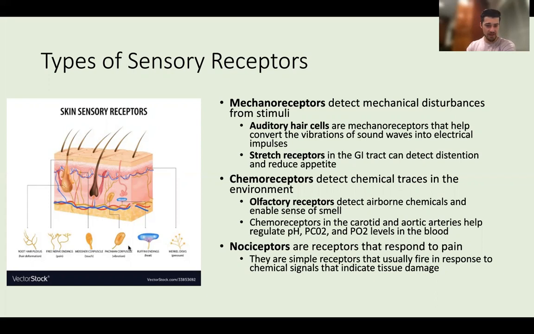And you can look over here to the left. There's a diagram, and it shows all of the different receptors integrated into the skin. So we have root hair plexus, hair deformation, free nerve endings. Those are the nociceptors for pain. Meissner's corpuscle, that's touch, so that's a mechanoreceptor. The Pacinian corpuscle is another one that identifies vibration, so we have another mechanoreceptor. You can take a look at all of these in your free time as well if you like to conceptualize things on a diagram.